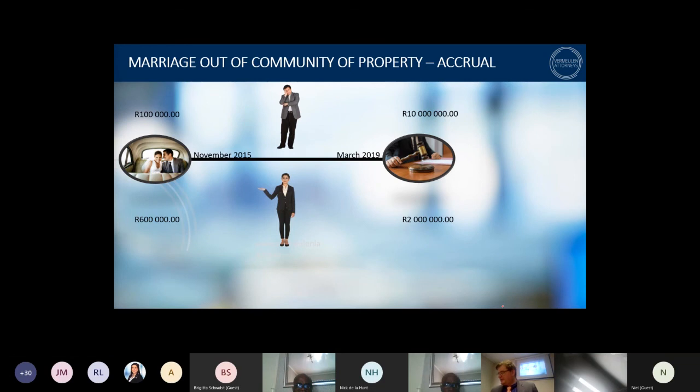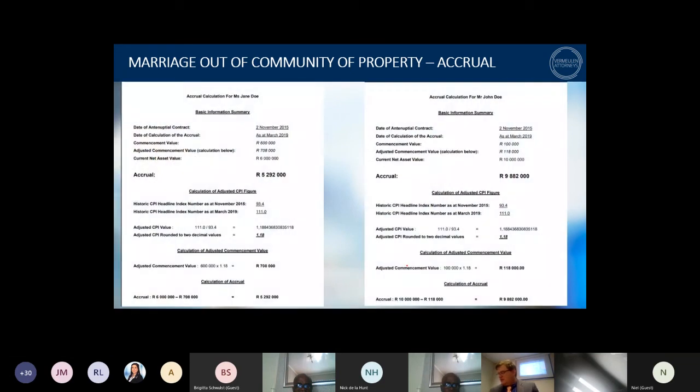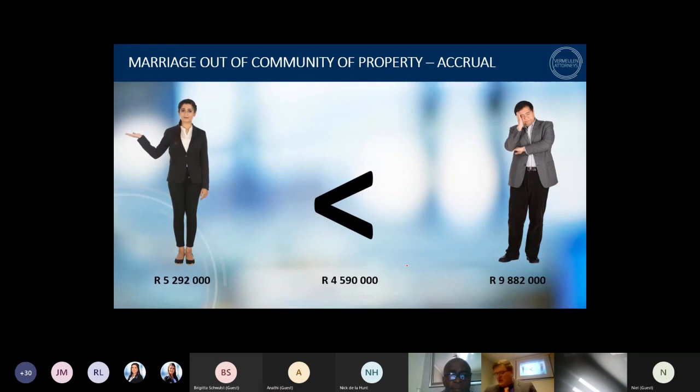This is the calculation. I'm going to share this calculation with all of you who don't have the capacity to read as fine as it is on the page, but we will work through it briefly. What it comes down to after we go through the accrual calculation is that John accrued 4.59 million Rand more than Jane. John's accrual is 9.8 million. Jane's accrual is 5.292 million.